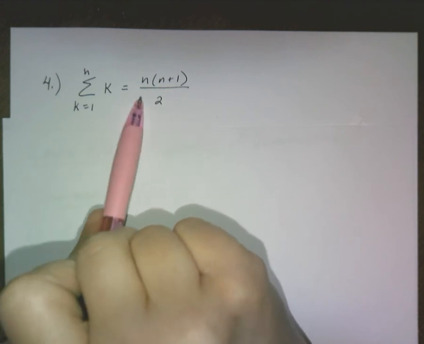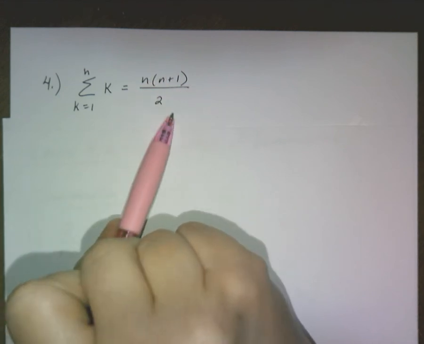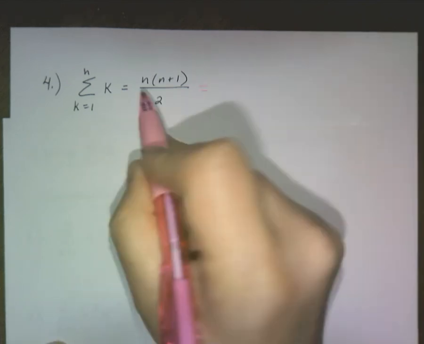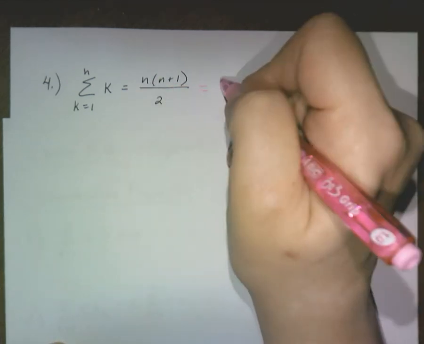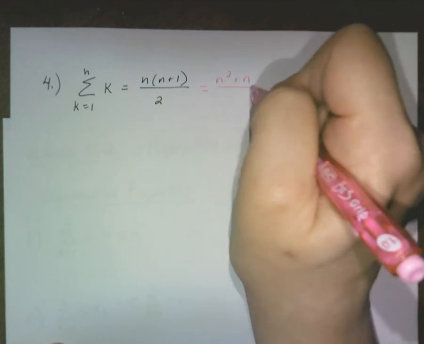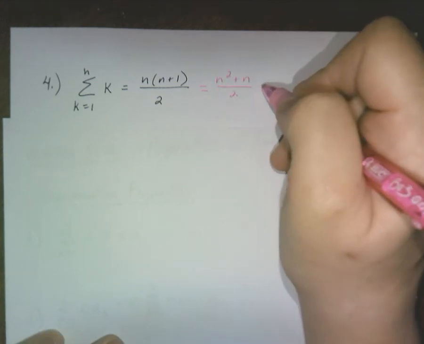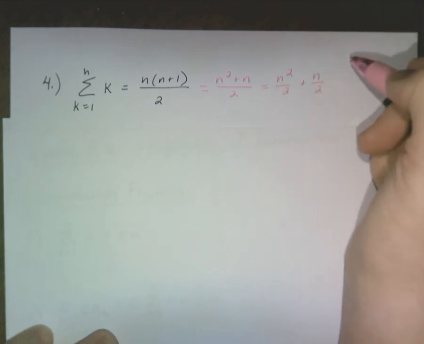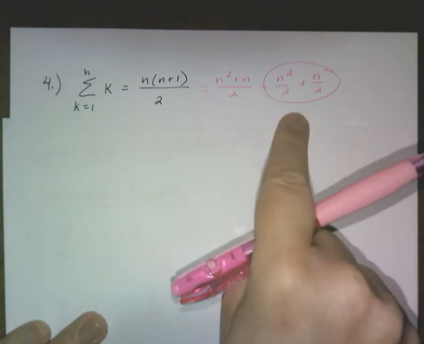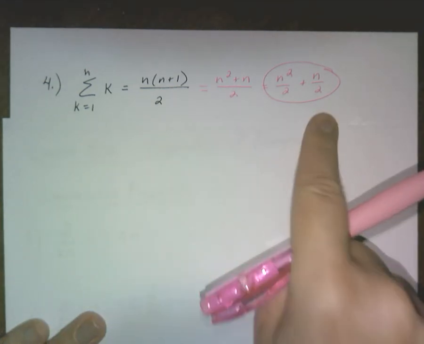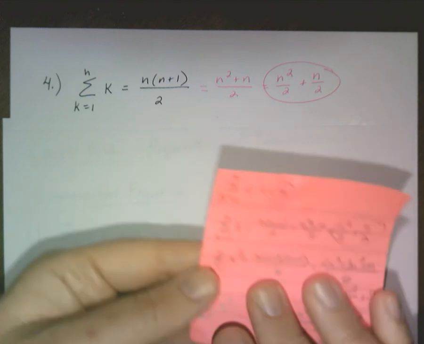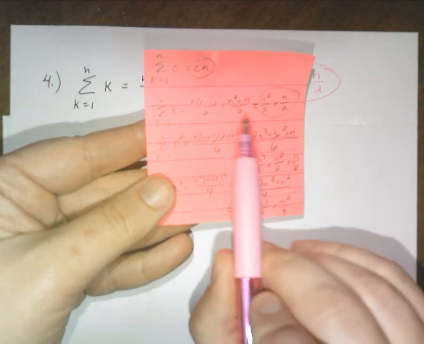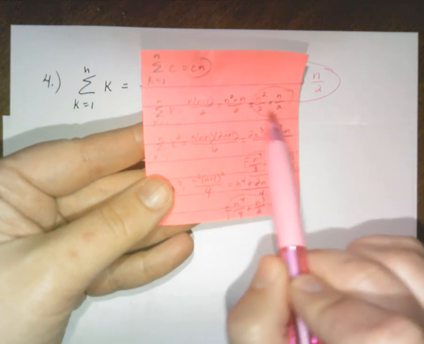What I would suggest you do, though, is actually distribute this out and write it as separate fractions. Meaning, what does this really look like? n times n plus 1 is really n squared plus n over 2. But I would even go further, and I would write it as n squared over 2 plus n over 2. Okay, write this down. You can write the whole thing down. You see my little sticky note right here. You can see it. I did write the whole thing down, but that's what we're going to use the most.